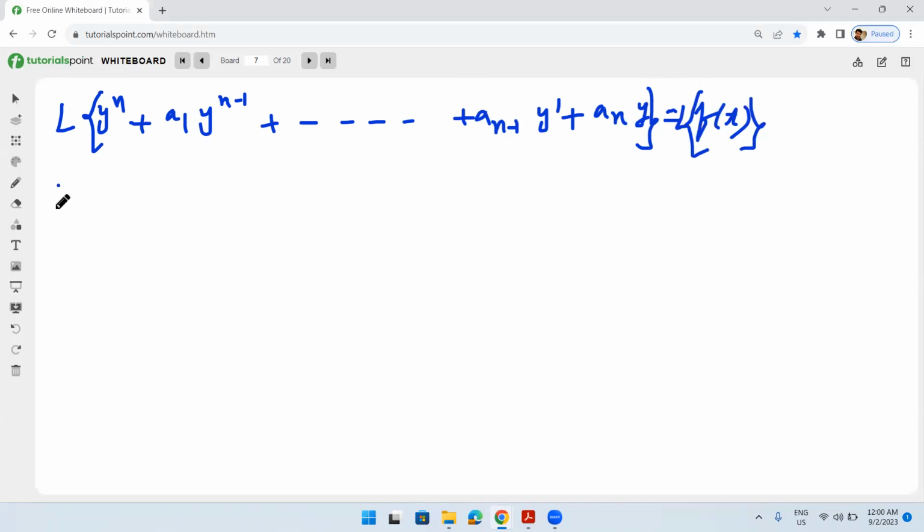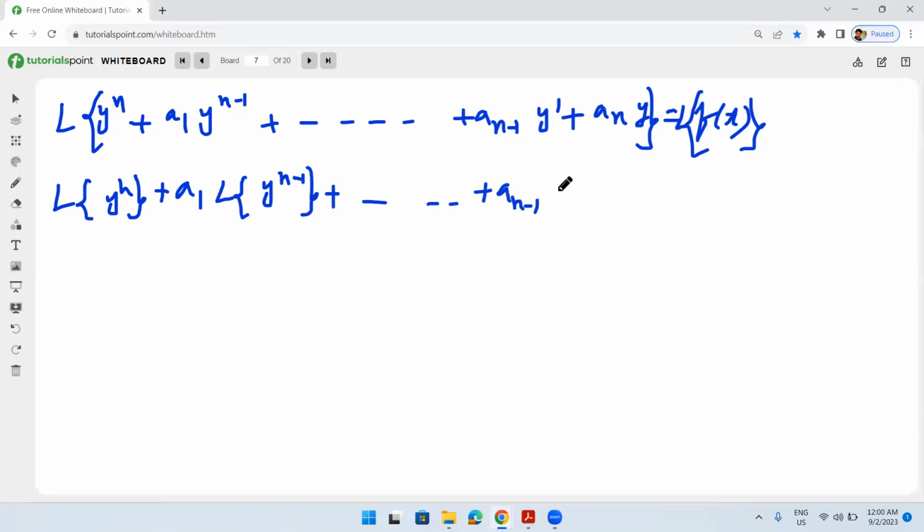Now using the linear property, what do we write? L of y^(n) plus, using the linear property, a1 outside, L of y^(n-1) plus, and so on, plus an-1 into L of y dash, plus an into L of y, and here this is nothing but f bar of s. The Laplace transform of f of t is f bar of s.